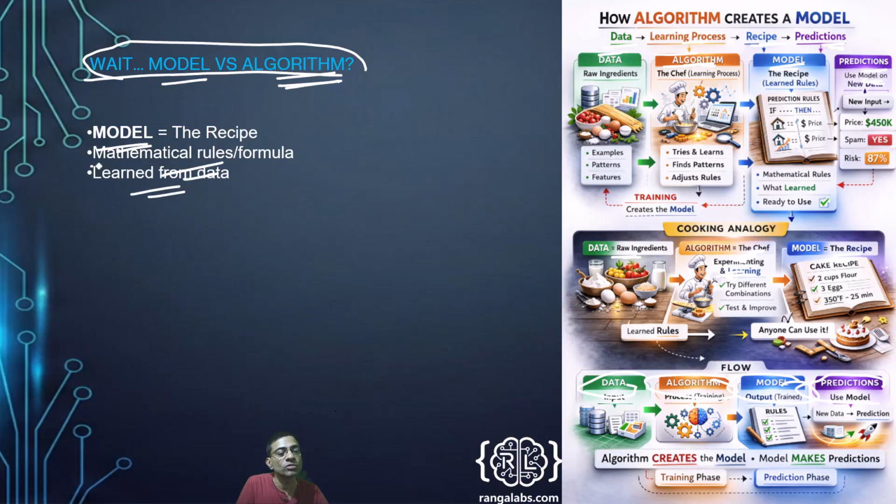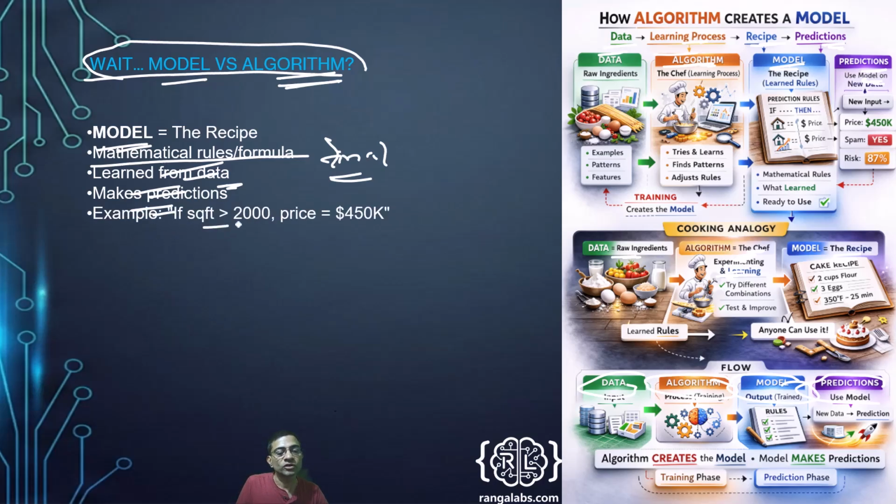Mathematical rules and formulas learned from data. The model is made of mathematical rules and formulas, which are final. There are no changes in it. There can be different models, so every model is different. Every model will have different code, but the code for the model is final. It is learned from data, obviously, and the model makes predictions.